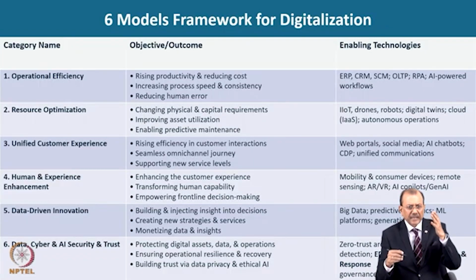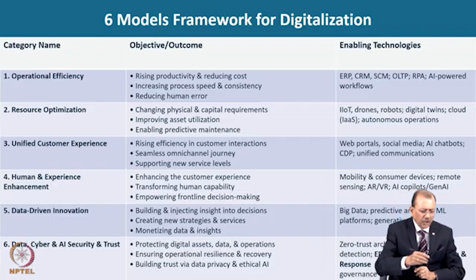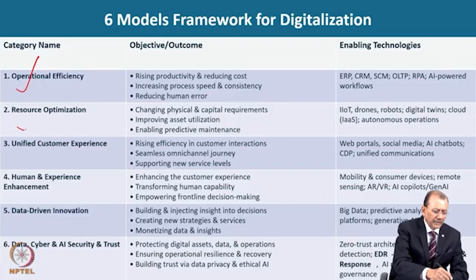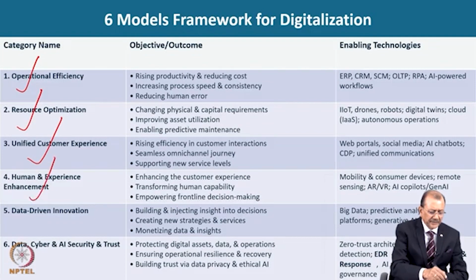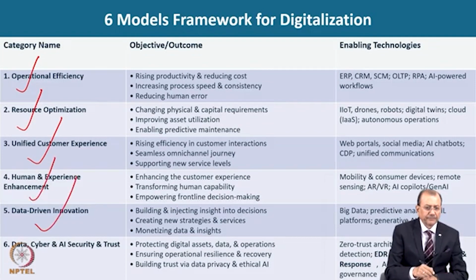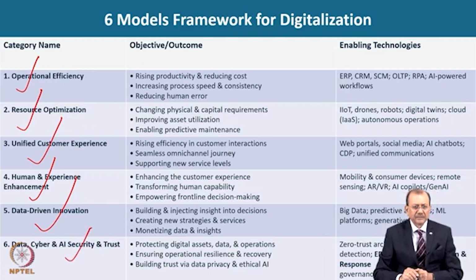It means that on one side, I have redefined the categories, which earlier were autonomy, auto, like that. Now I'm saying operation efficiency is one category, resource utilization is the second category, unified customer experience is the third category, human experience enhancement is the fourth category, data-driven innovation is the fifth category, and now I also added a new category, data, cyber, and AI security and trust. So now one by one, we will try to learn these, the importance and what kind of technologies or group of technologies companies are using, that we will try to study.